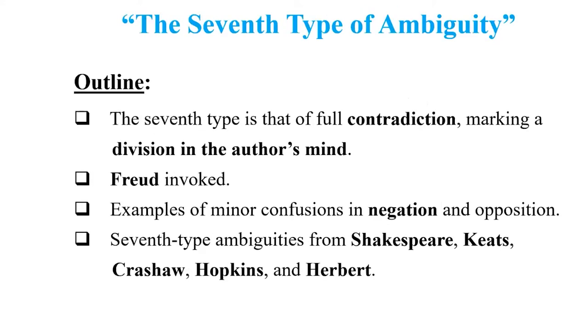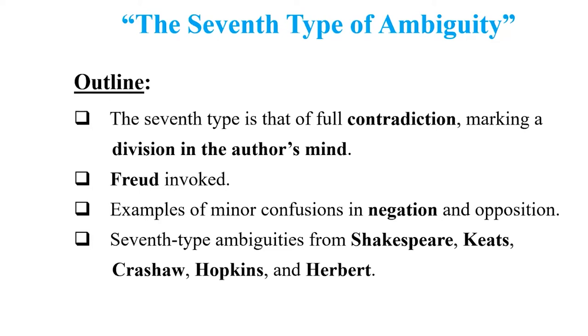So this is the essay proper, the seventh type of ambiguity. So we know ambiguity is rich in meaning. A poem or any piece of literature that has a lot of meaning, that is open to interpretation. So a positive connotation. This is an outline, a gist from the contents of the book itself. The seventh type is full of contradiction, marking a division in the author's mind. What's the essence? When you read the ambiguous two or more meanings, it creates a contradiction. So that is the seventh type.